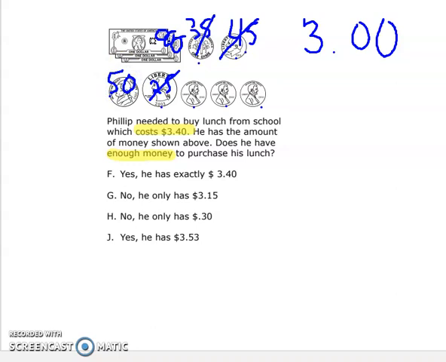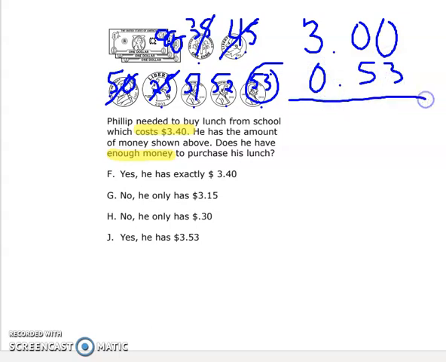And then, see, I've already counted that quarter, so I put the line through that. So now I've got 50 cents plus 51, 52, and 53. So in coins, I have $0 and 53 cents. This is very similar to our last problem, isn't it? And now I can just add down and get my total amount, 53 and $3. So Philip has $3.53.